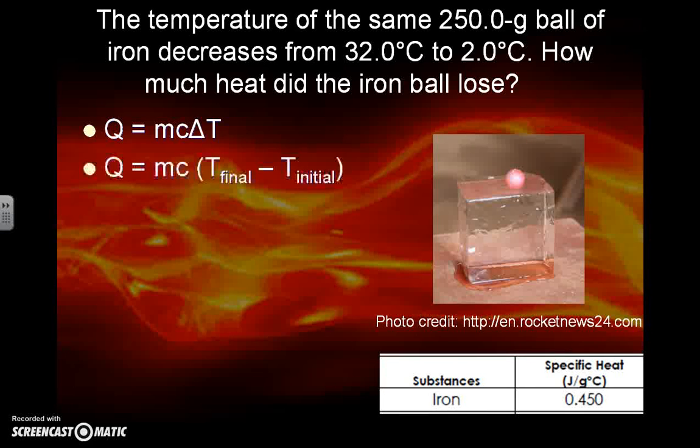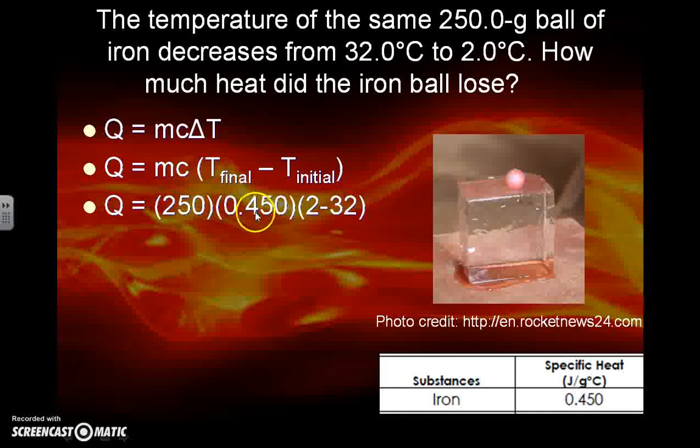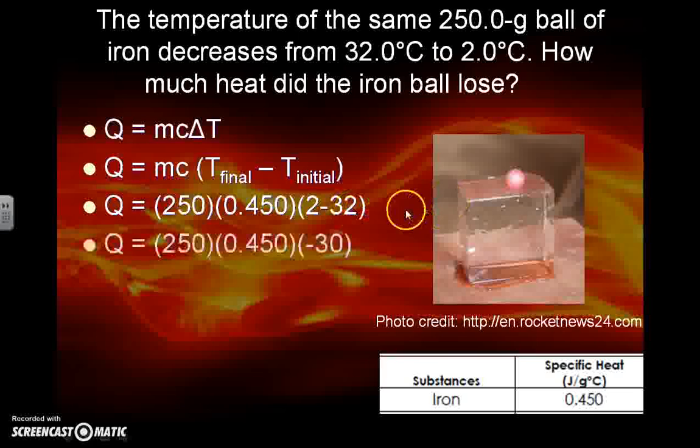Okay, keeping in mind that delta T is just final minus initial temperature, and these are my substitutions. I've got the mass, I've got the specific heat, and then my final minus initial temperatures. The ball ends up at 2 degrees, so that's our final. And it started at 32 degrees. That was the initial. Now you notice this is going to give you a negative number when you do 2 minus 32. That's exactly what you want. Okay, and you'll see why here in just a second.